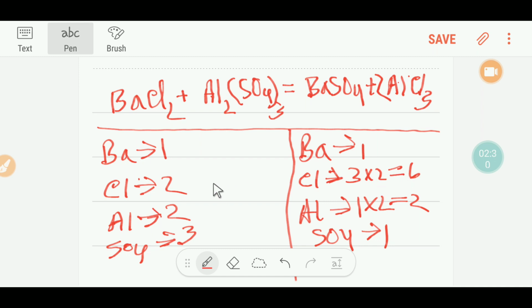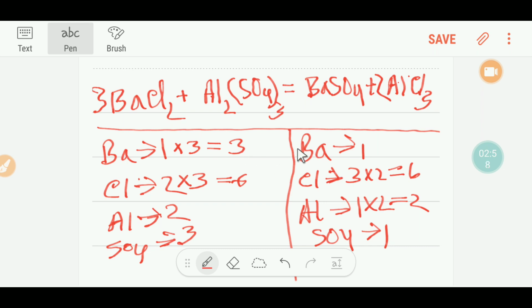Here we have 6, but here you have 2. So to balance the chlorine, I can multiply here by 3, that gives me 6. These 3 must come before this chlorine that is here, so I have to put here 3. If I put here 3, the number of barium will be changed, so I am getting here 3 barium, right? Okay. So my chlorine is balanced, aluminium is balanced, but barium is not balanced.